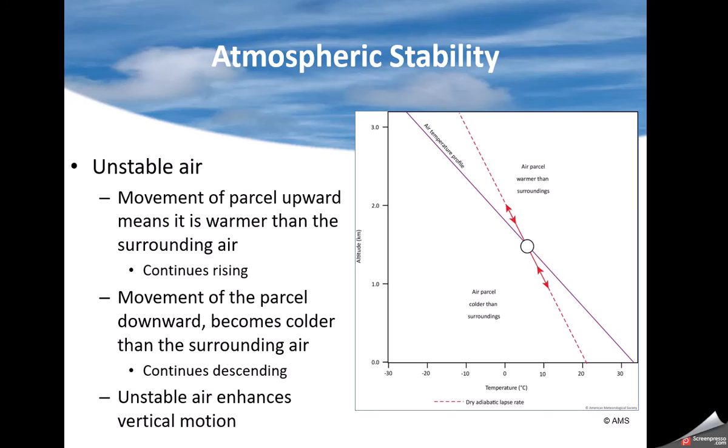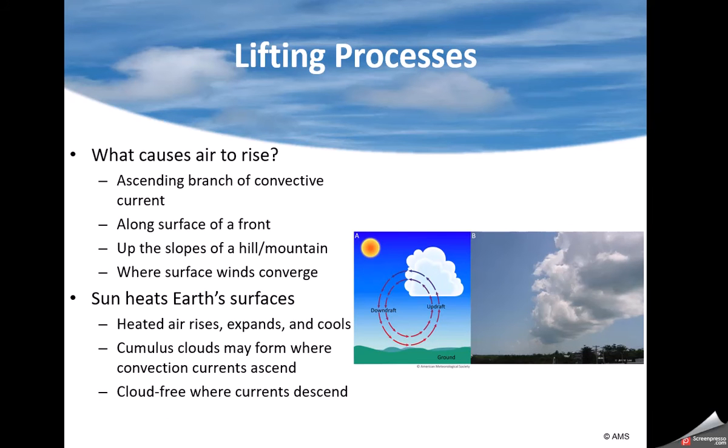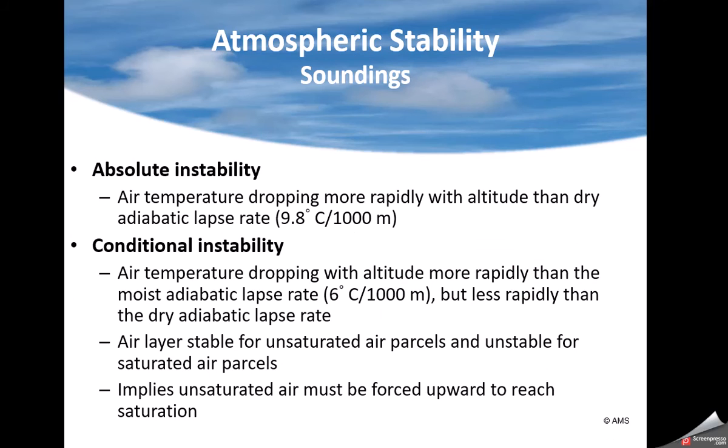Unstable means that same air parcel went upwards, but it is not cooling as fast as the surrounding air. So now it is warmer. So what are some ways that this can happen? Well, let's go back here a minute. We talk about temperatures cooling at 9.8 degrees Celsius per 1,000 meters on dry air.